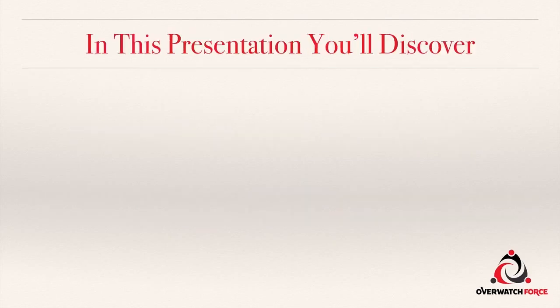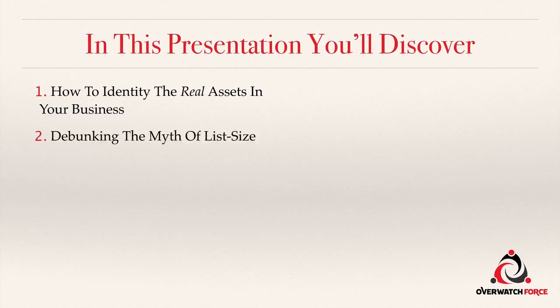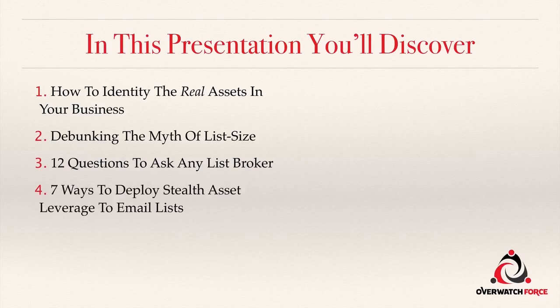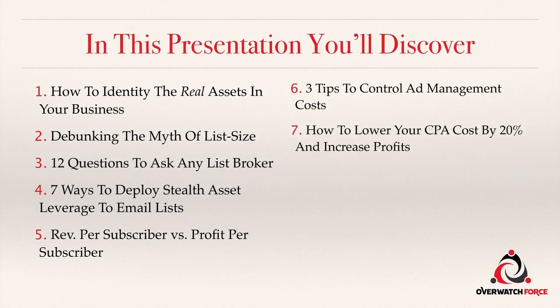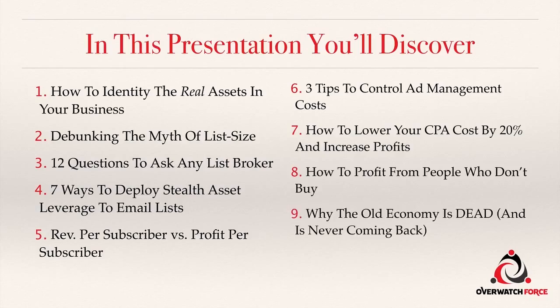All right. So in this presentation, you're going to discover how to identify the real assets in your business, debunking the myth of list size, 12 questions to ask any list broker, 7 ways to deploy stealth asset leverage to email lists, revenue per subscriber versus profit per subscriber, 3 tips to control ad management cost, how to lower your CPA cost by 20% and increase profits, how to profit from people who don't buy, why the old economy is dead and is never coming back, and a $35 million case study on advanced stealth asset leverage.